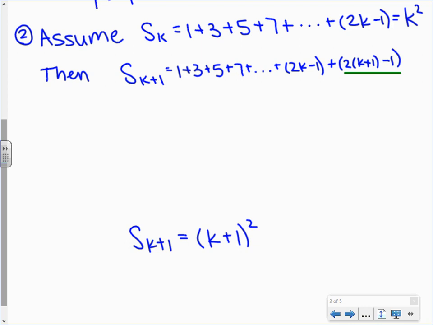Yes. It's kind of like if we think about the fourth partial sum, the fifth partial sum, we just add the fifth term to it. Okay. All right, so let's rewrite that. This is the same thing as 2k plus 1. Do you agree?